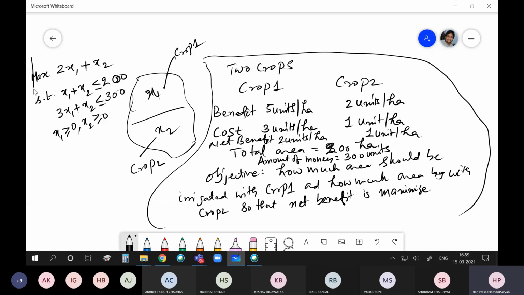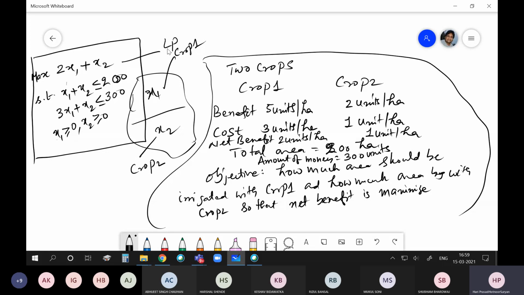So this problem can be posed as a linear programming problem. Your objective function is a linear function of the decision variables x1 and x2, and the constraints are also linear functions of x1 and x2, and these are also positive values. So this is a typical LP problem. We write linear programming as LP. We can solve this using the graphical method also, because there are only two variables.